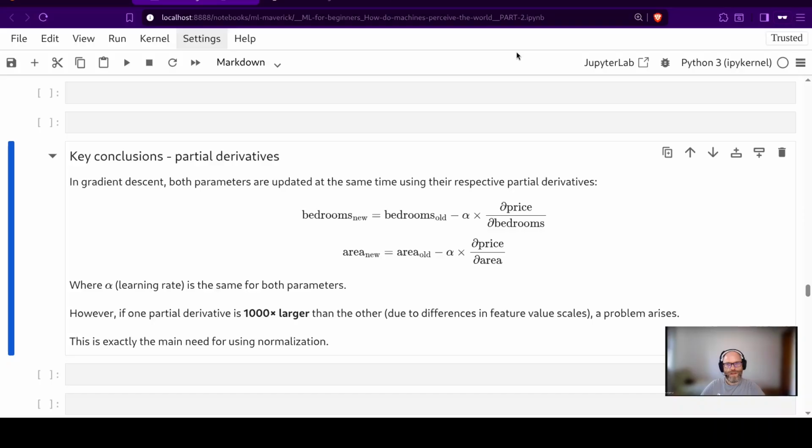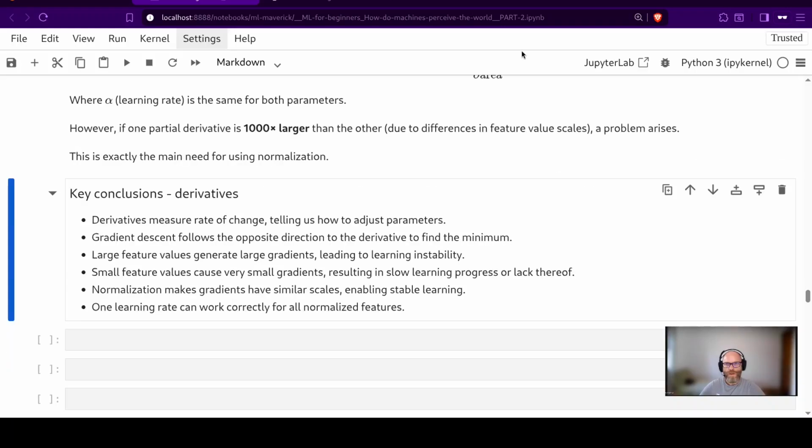However, if one partial derivative is 1000 times larger than the other one, due to differences in feature value scales, a problem arises. This is exactly the main need for using normalization. Key conclusions. Derivatives measure the rate of change, telling us how to adjust parameters. Gradient descent follows the opposite direction of the derivative to find the minimum.